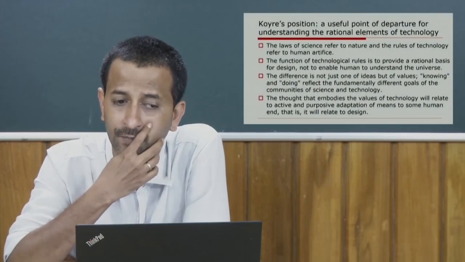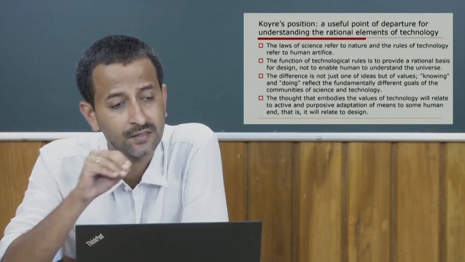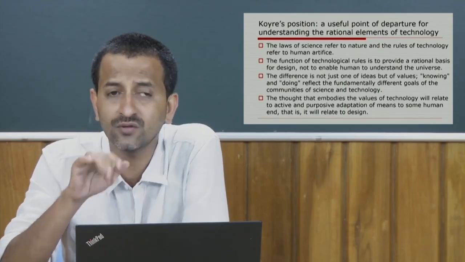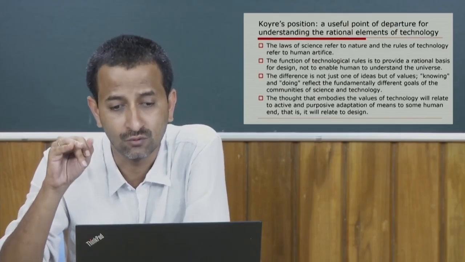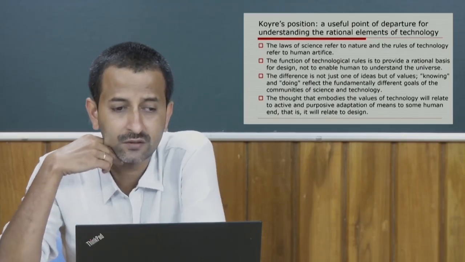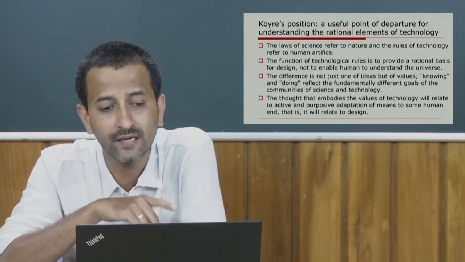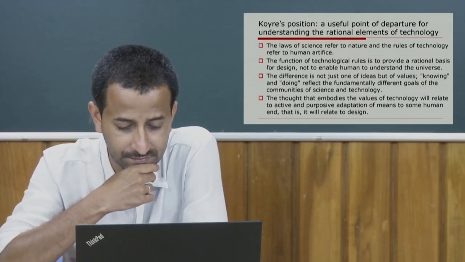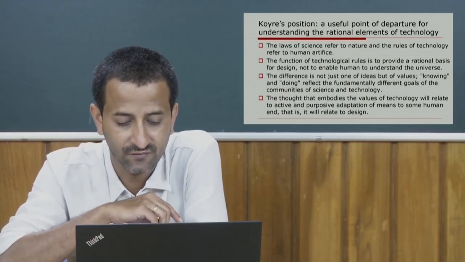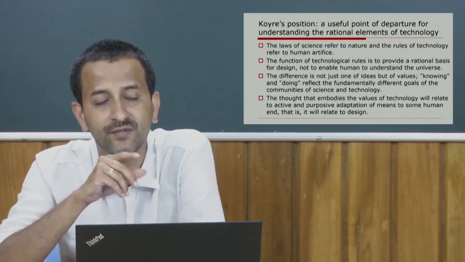What is Coit's position here? It is a useful point of departure for understanding the rational elements of technology. These rational elements include that the laws of science refer to nature, and the rules of technology refer to human artifacts. The function of technological rules is to provide a rational basis for design, not to enable humans to understand the universe. The difference is not just one of ideas, but of values. Knowing and doing reflect fundamentally different goals of the communities of science and technology.